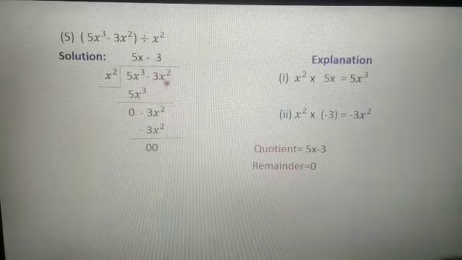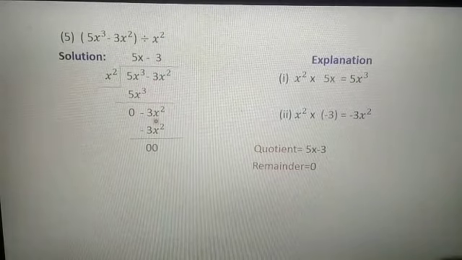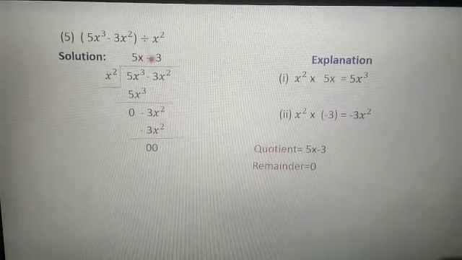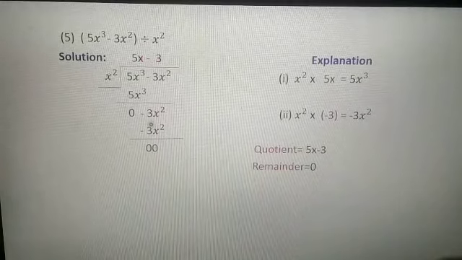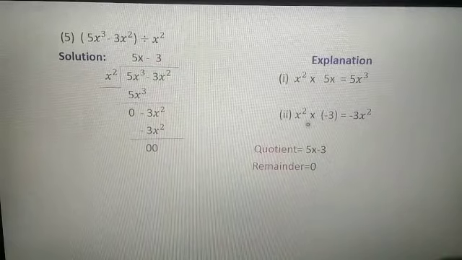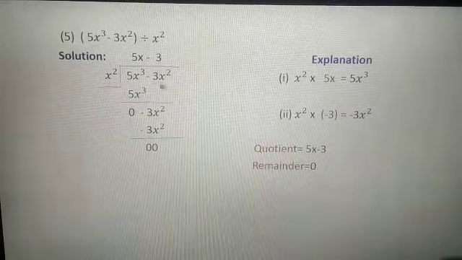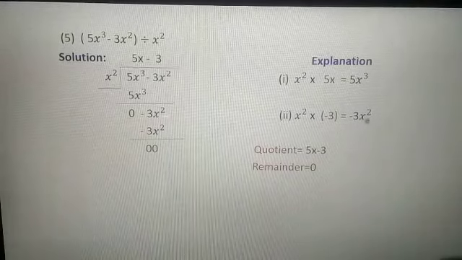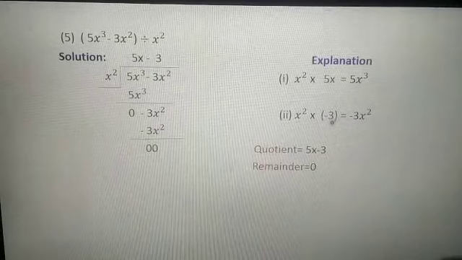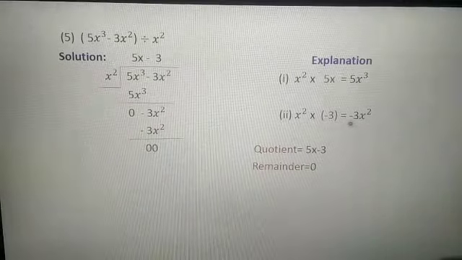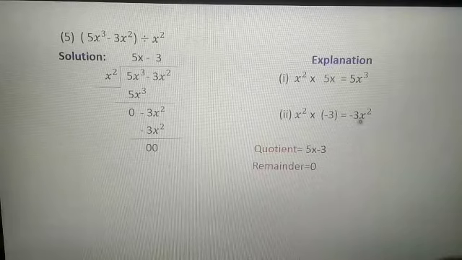Now minus 3x square we will copy down as it is. Now this minus sign we will put in the quotient part also. Minus. Then we want minus 3x square. So how to get the answer now? Write down in the explanation. This x square is multiplied by which number to get minus 3x square? We will multiply it with minus 3, and x square is multiplied with minus 3. In this way we will get minus 3x square.